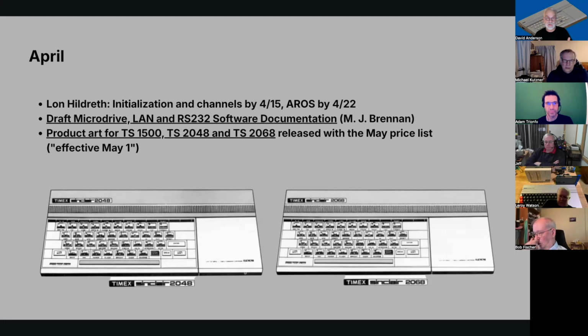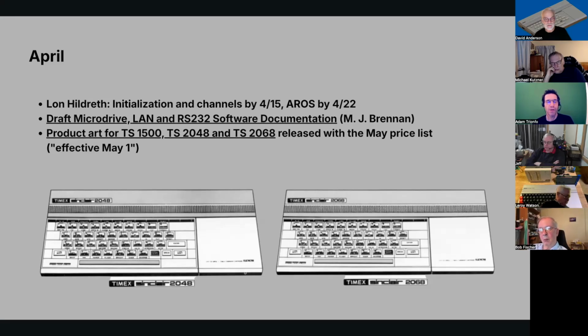It's like four sheets of headlines that you could just sort of copy, or cut out and stick into your publication, for the 1500, the 2048, and the 2068, and then this line art for these things, which I've never seen before. Timex sent this out? Yeah, this is one of their documents.